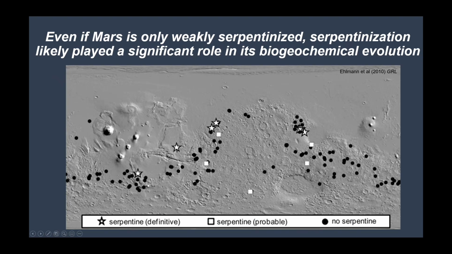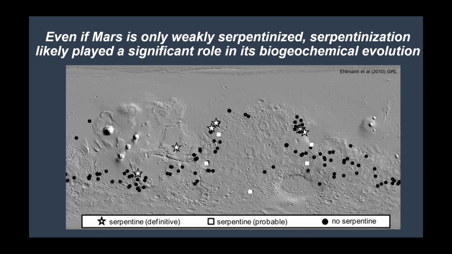Okay, so going back to this sad grimace emoji plot from the beginning, even if Mars is only weakly serpentinized, we can say something new about this. Serpentinization likely played a significant role in its biogeochemical evolution. So even if it's only, let's say, 20% serpentinized, that would have produced 100% of the hydrogen of a fully oxidized or fully serpentinized peridotite here on Earth.